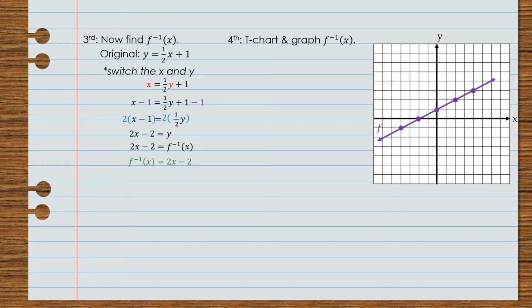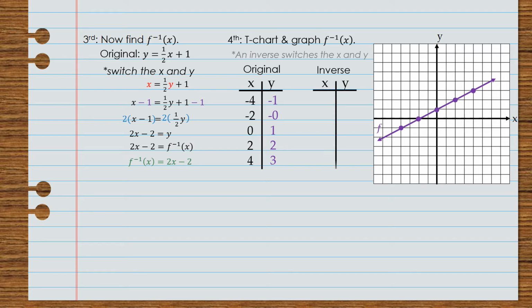Now that we have the inverse function, we want to do the t-chart and graph it and see what it looks like. Recall, we have the original t-chart. To find the inverse, what do? Well, you simply switch the values of x and y. So our first original ordered pair was -4, -1. The inverse would simply be -1, -4. Go ahead and complete the t-chart by switching your x and y values.